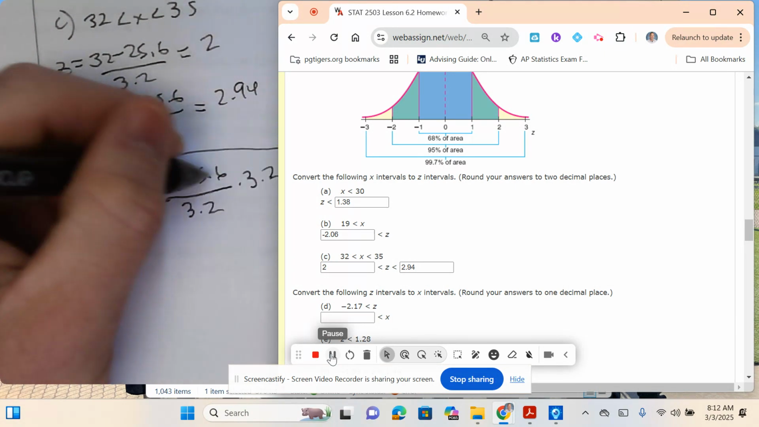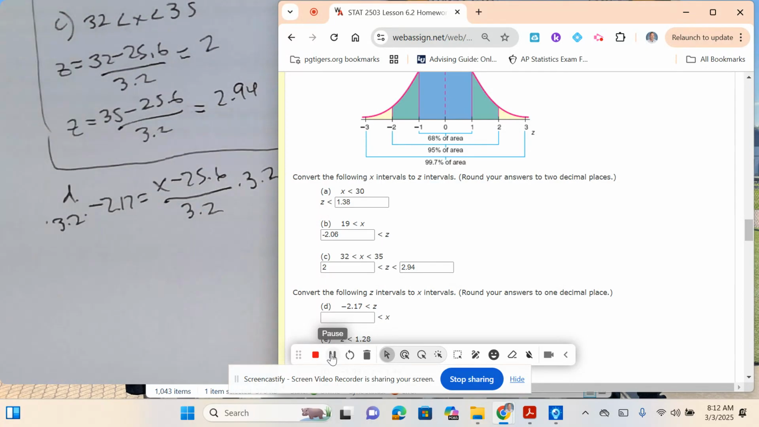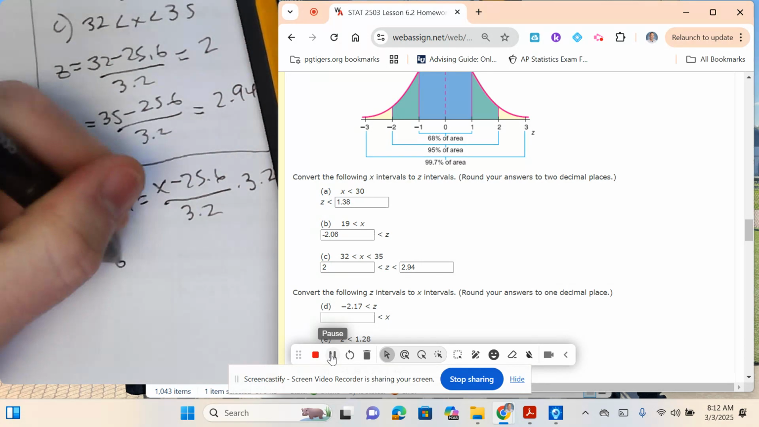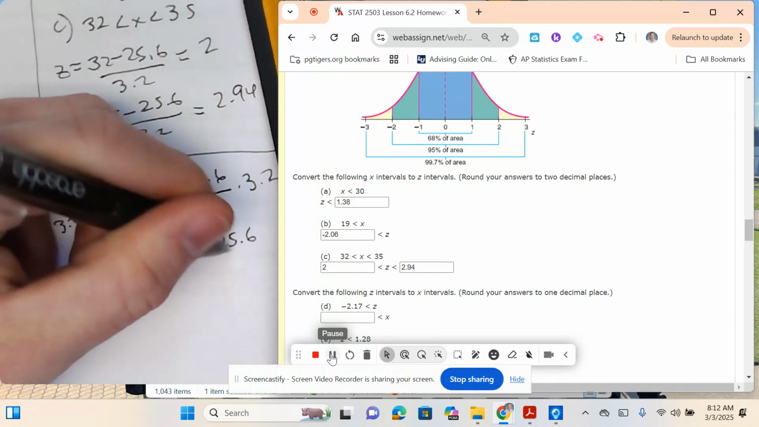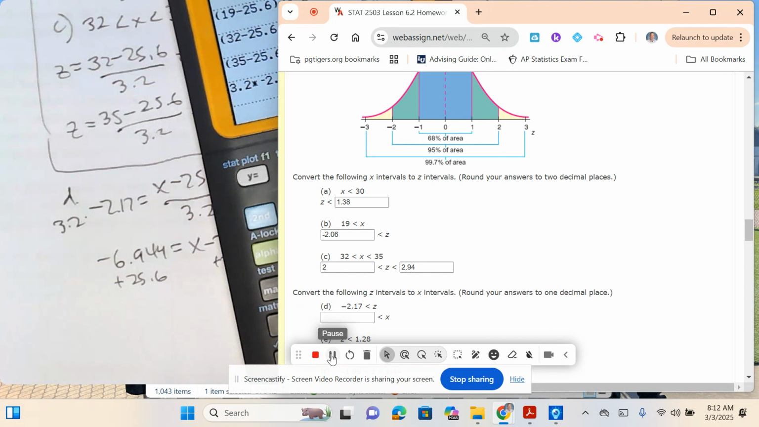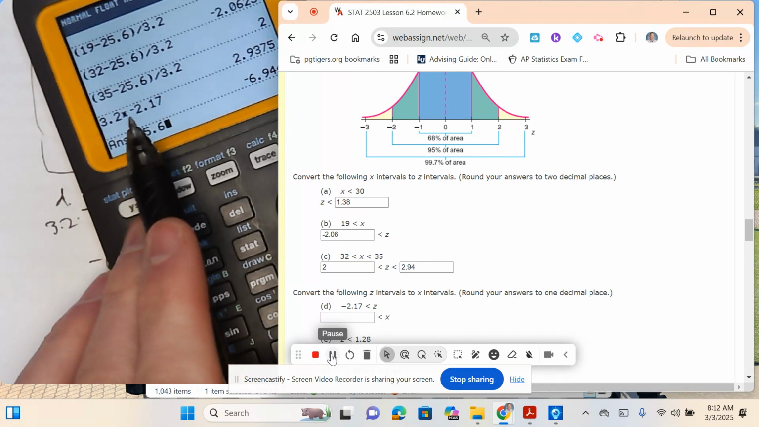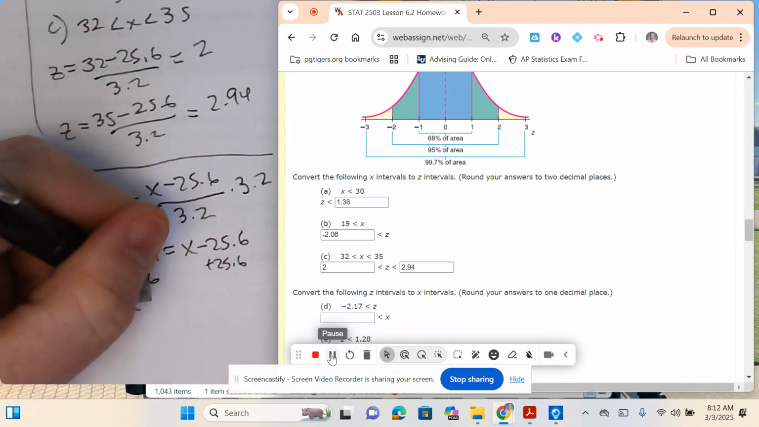Multiply by the standard deviation. Okay, so 3.2 times negative 2.17, negative 6.944 equals x minus 25.6, and then I add the mean. Add the mean, so plus 25.6. So I multiply by the standard deviation, add the mean. You could do that process every time. You could kind of get to the point where you can take shortcuts on this.